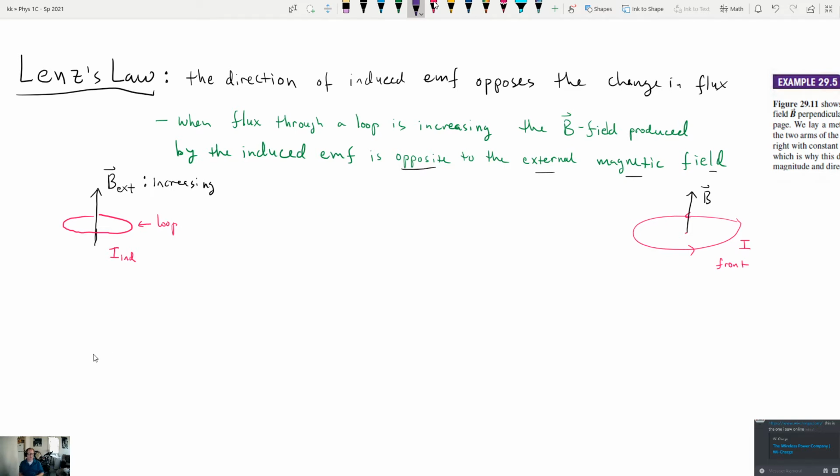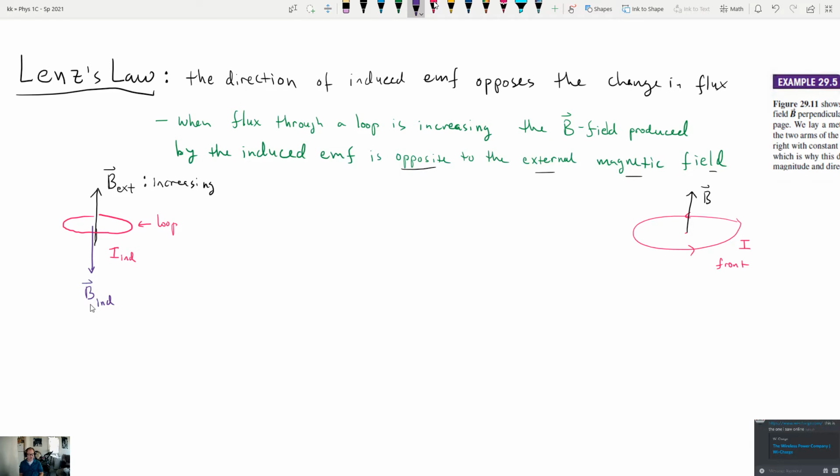You should say, take your thumb and point it in the direction of the external magnetic field. If the magnetic field is increasing, you need to turn your thumb upside down, and that's the direction of the induced magnetic field. So I'm going to draw on the same picture right here, there's going to be an induced magnetic field that's going to go down. I'm going to call it the induced magnetic field, B with an IND subscript. So magnetic field induced is this way.